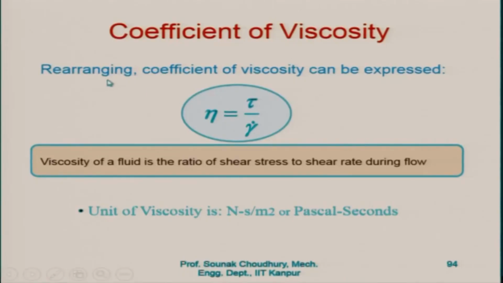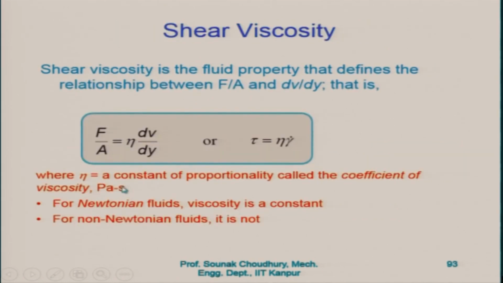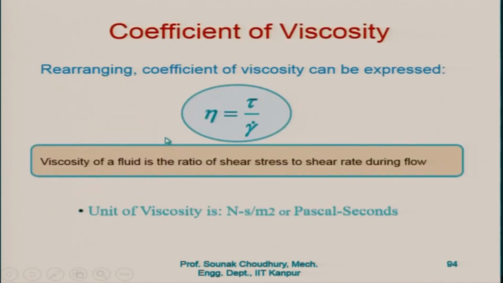Rearranging, the coefficient of viscosity can be expressed as tau divided by shear rate. Viscosity of a fluid is therefore the ratio of shear stress to the shear rate during the flow. This is the viscosity constant, the constant of proportionality, that is the coefficient of viscosity. So, this defines the viscosity: the ratio of the shear stress to the shear rate when the fluid is flowing.